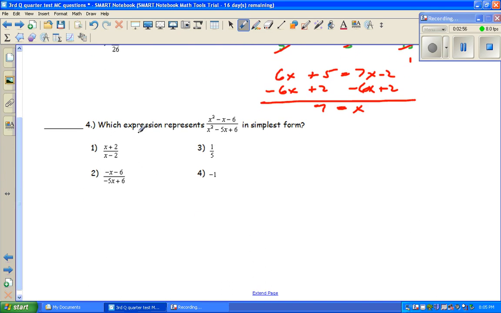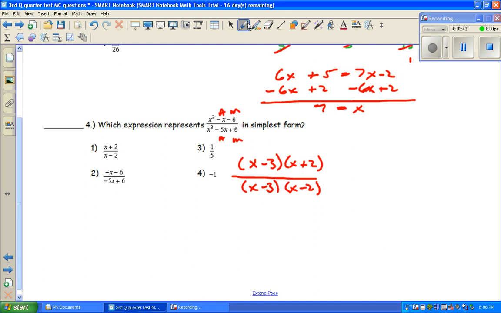In the next problem, it says which expression represents x squared minus x minus 6 divided by x squared minus 5x plus 6 in the simplest form. So in this case, we're going to factor the numerator and the denominator. X squared minus x minus 6 factors to be x minus 3, x plus 2. X squared minus 5x plus 6 factors to be x minus 3, x minus 2. We have to remember that we have to add to be the middle term and multiply to be the last term. Again, add to be the negative 5, multiply to be the positive 6.